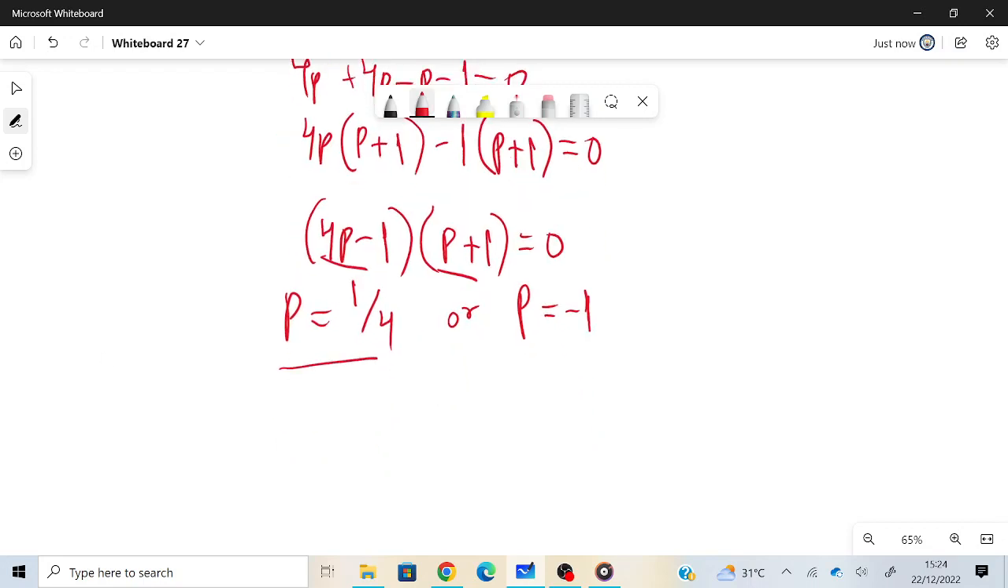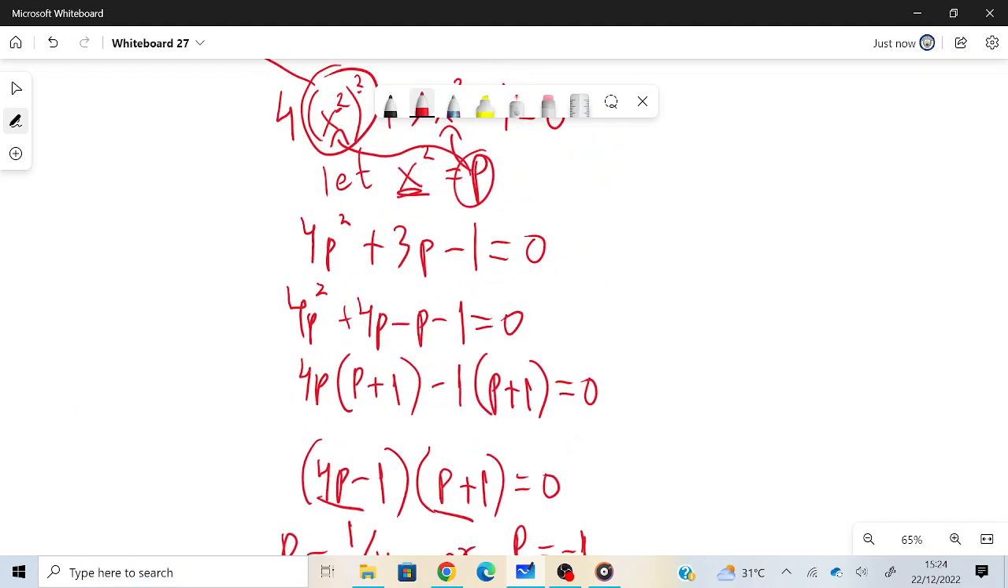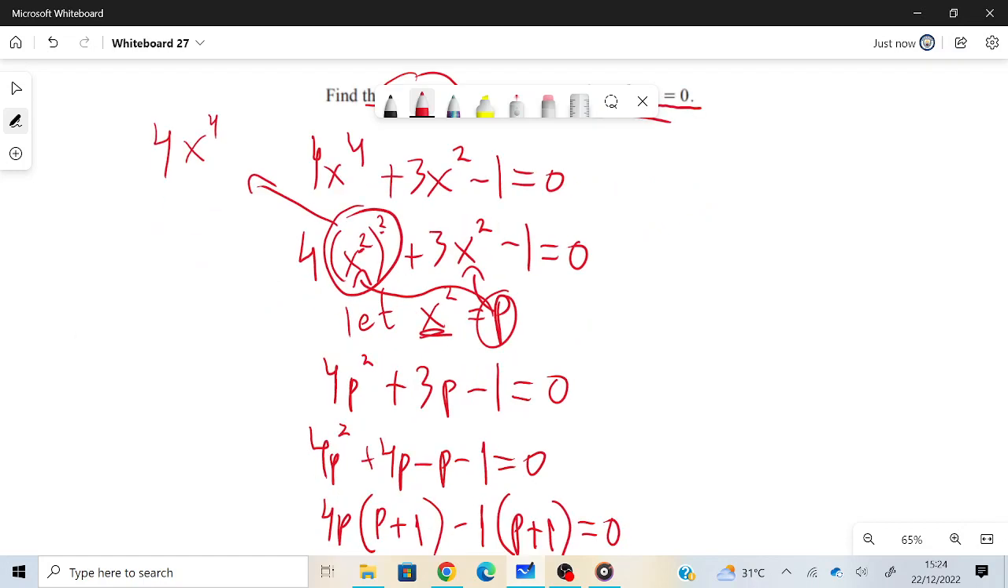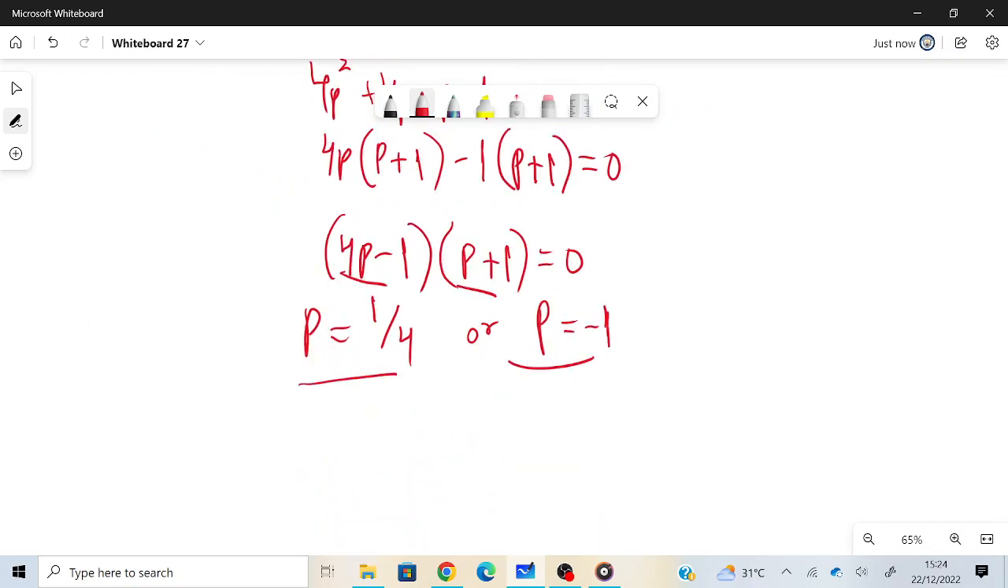Now that we have our two values for p, this is not the final part of the question, because we want to find the real roots of the equation 4x to the power of 4 plus 3x minus 1. The roots are x, so we need to solve for x, not p. And if you remember, we said let x squared equal p. So for the two values of p we got, we would just equate each to x squared now.